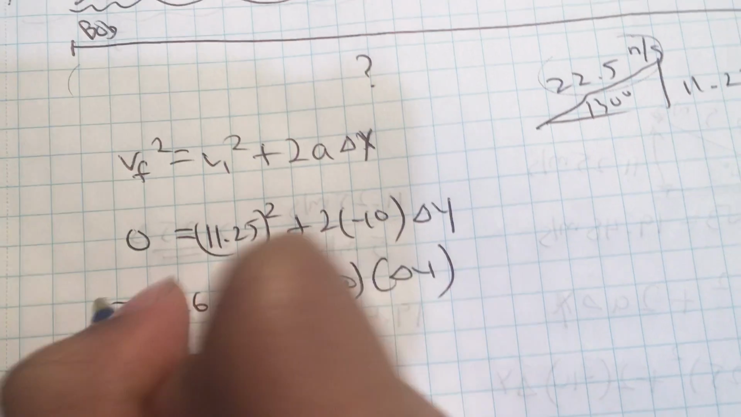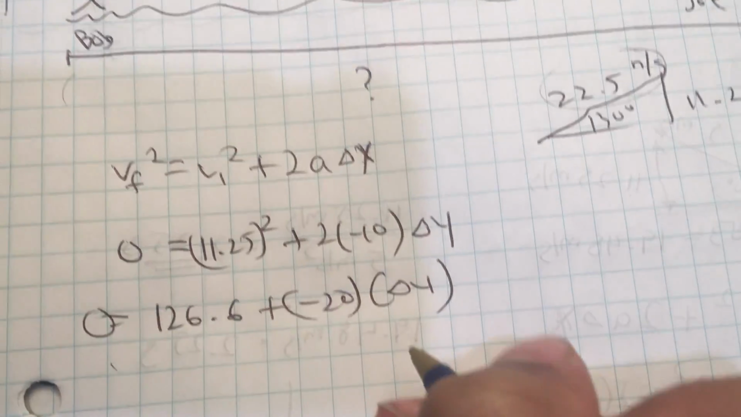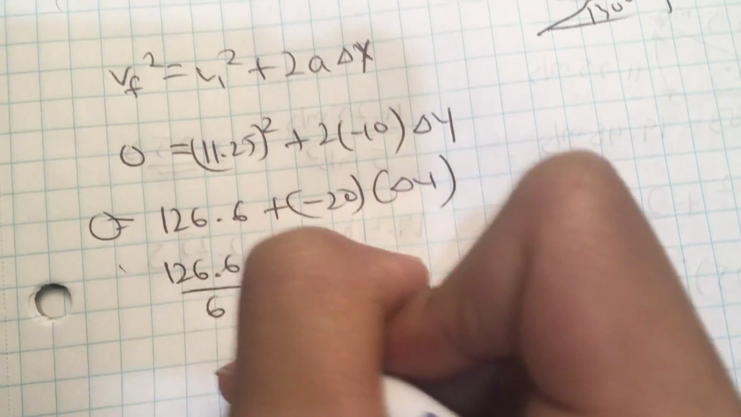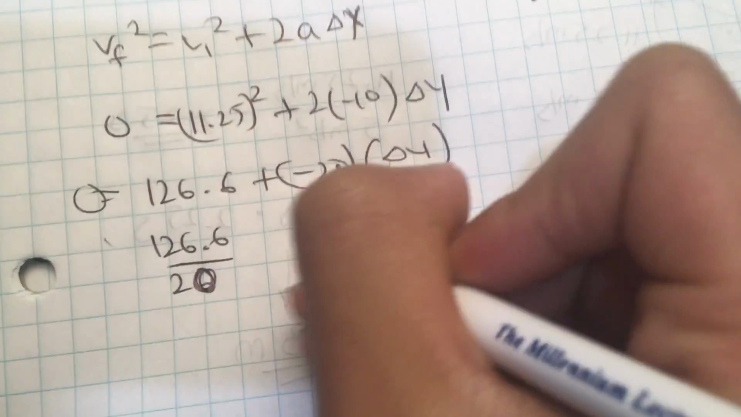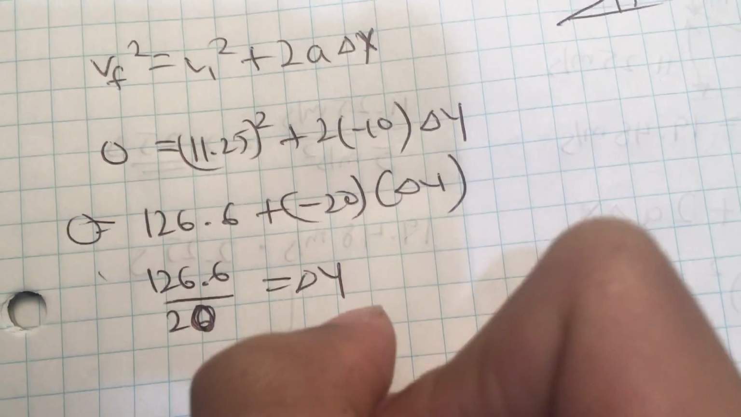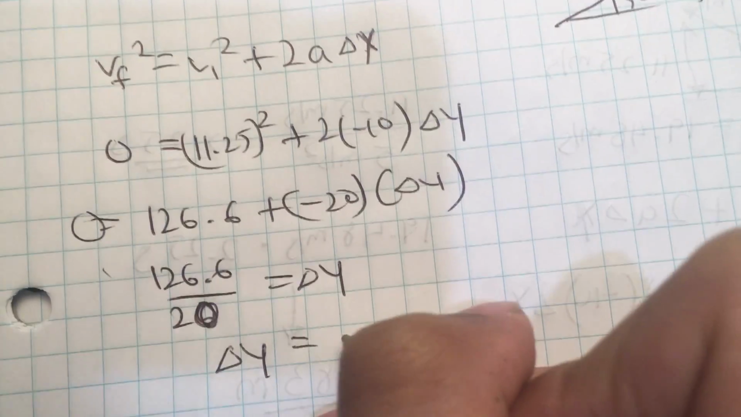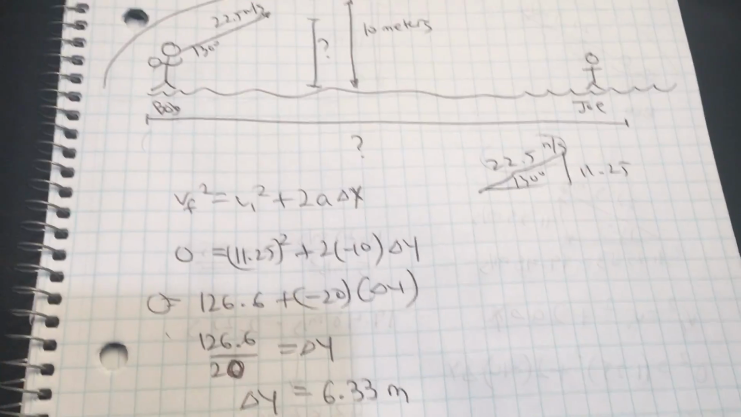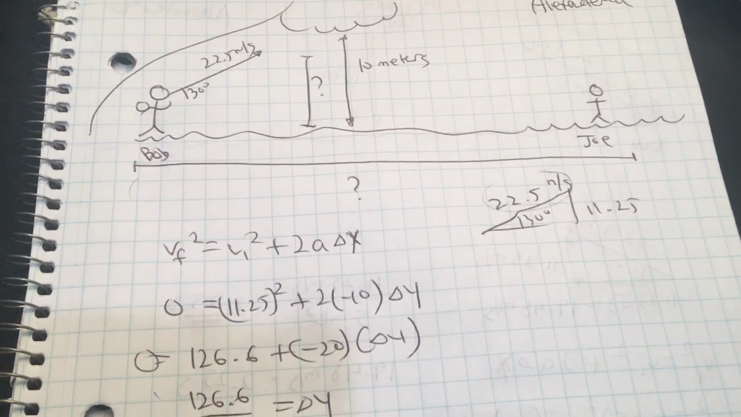We can subtract this value over here and then divide, so you get 126.6 over 20 equals the change in y. So we know the change in y is now equal to roughly 6.33 meters. So it will not hit the tree.